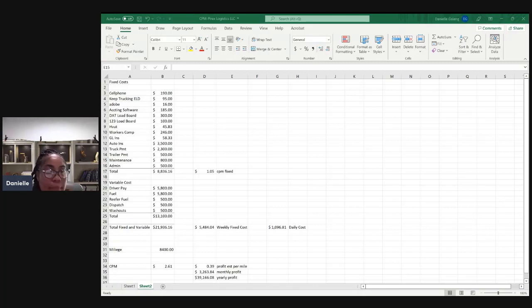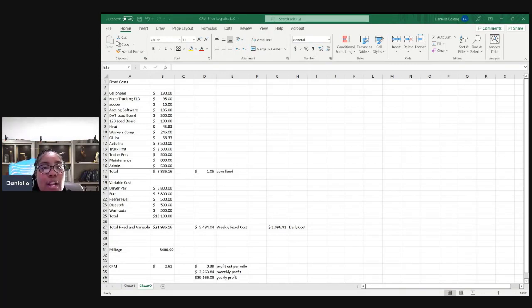Now, the reason why I'm splitting between fixed and variable is because variable costs can change, right? Because gas mileage can go up, gas costs can go up per gallon. So a lot of things can happen. Driver pay could go up, down. You may not use reefer fuel. You may use it as a dry van. So you need to know your fixed cost separate from your variable cost.